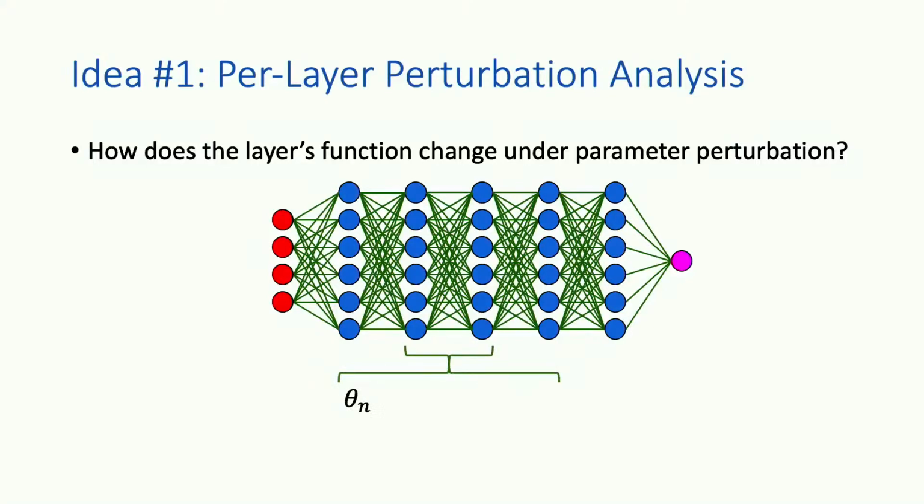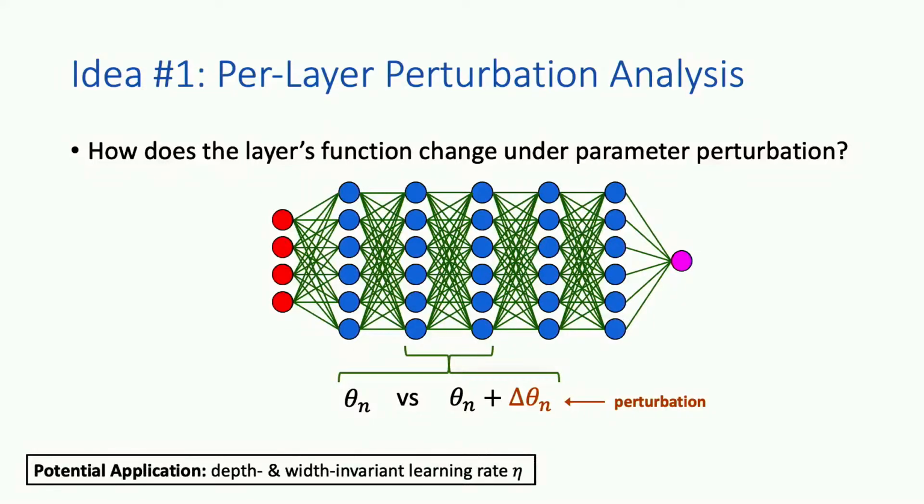So if you look at a single layer from one layer to the next, then you have this parameterization. And we ask, if we just perturb the parameters of that layer, how does that affect the overall function, if we do a per layer perturbation analysis rather than a global perturbation analysis where we flatten all the layers' parameter vectors into a single flat vector? A benefit of this could be depth and width invariant learning rates.